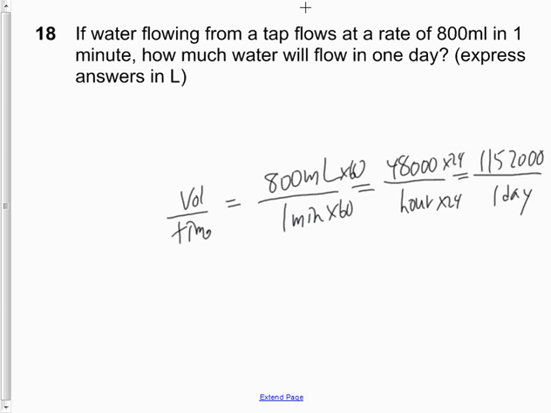But is that milliliters? Now, Emma, how many milliliters in a liter? 1,000. So if I knock off 3 zeros here, it would be 1,152 liters of water a day. Okay? 1,152 liters. Okay.